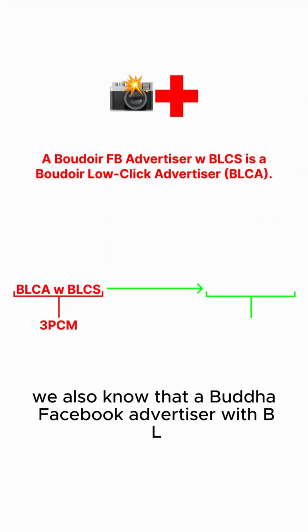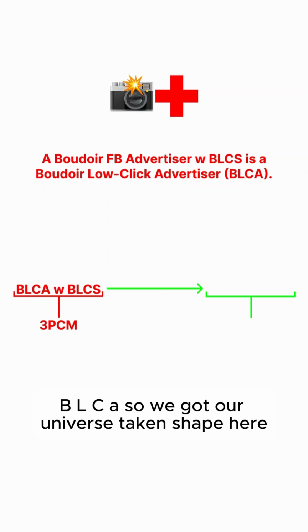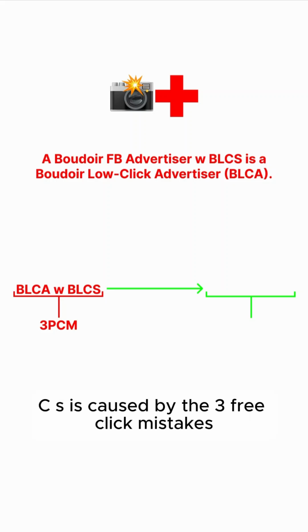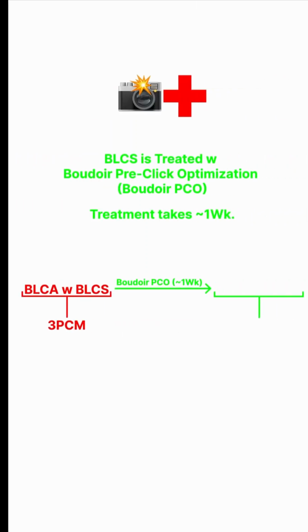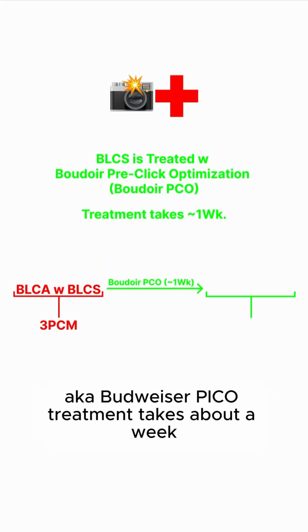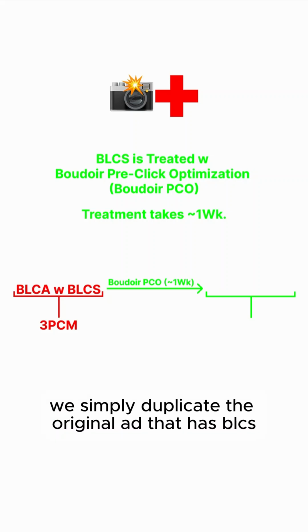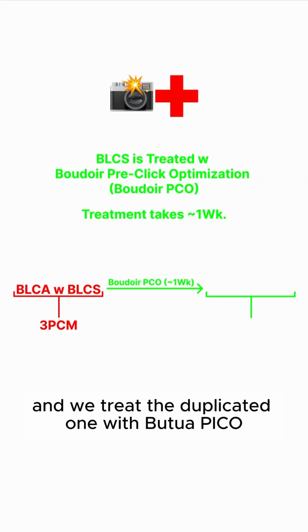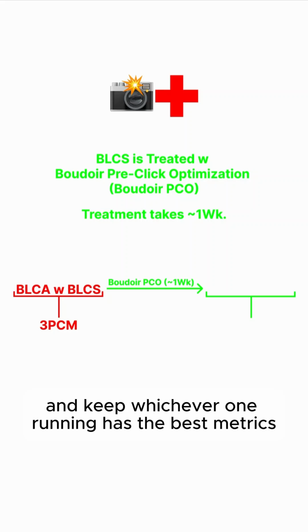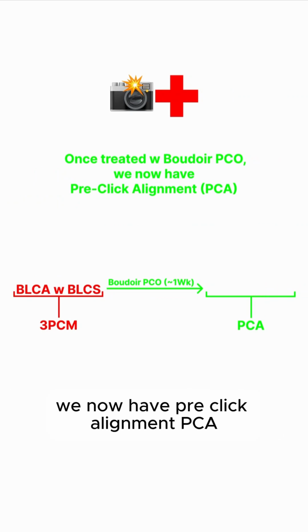We also know that a boudoir Facebook advertiser with BLCS is a boudoir low-click advertiser, or BLCA. So we've got our universe taking shape here. A BLCA with BLCS is caused by the 3 pre-click mistakes. Simple enough, we treat it with Boudoir Pico. BLCS is treated with boudoir pre-click optimization, aka Boudoir Pico. Treatment takes about a week. We know this because we invented it, and we've already done it a bunch of times. We simply duplicate the original ad that has BLCS, and we treat the duplicated one with Boudoir Pico, run them in parallel, and keep whichever one has the best metrics. Pretty simple.